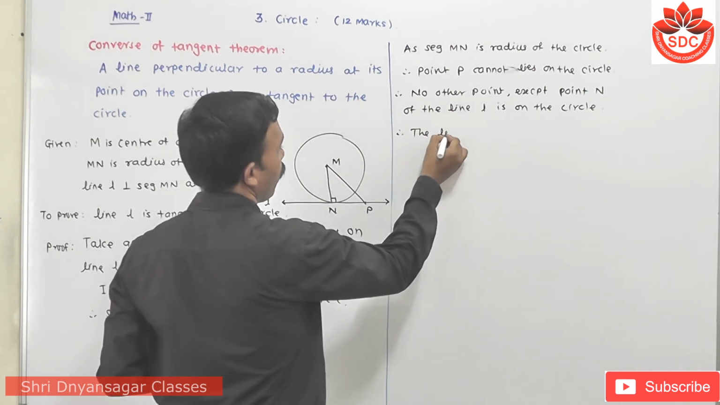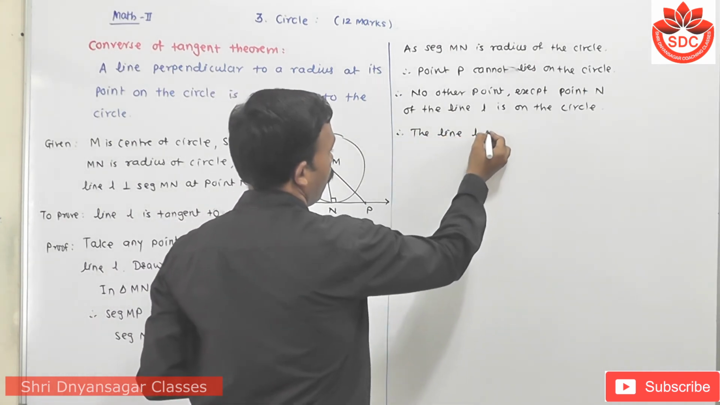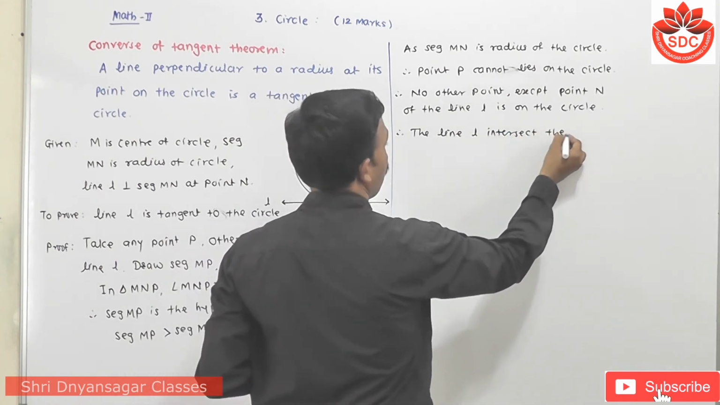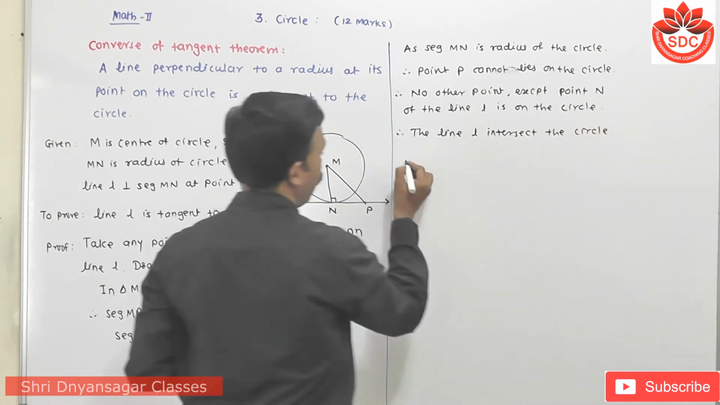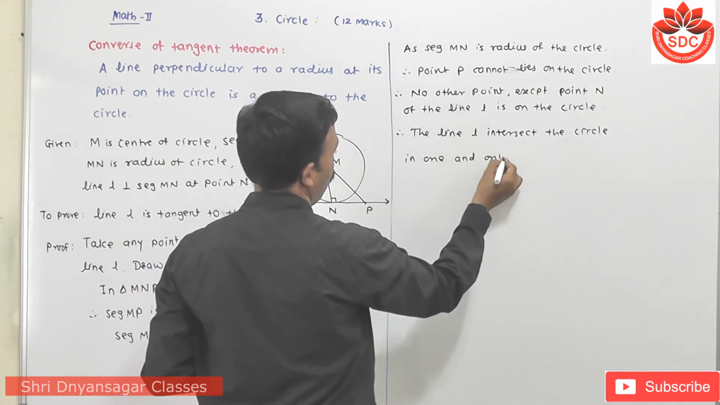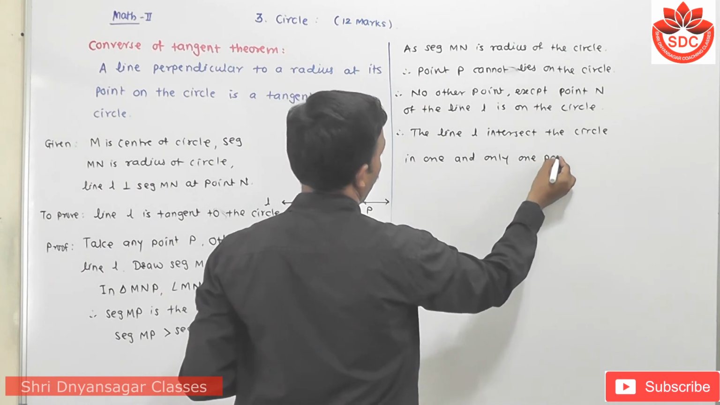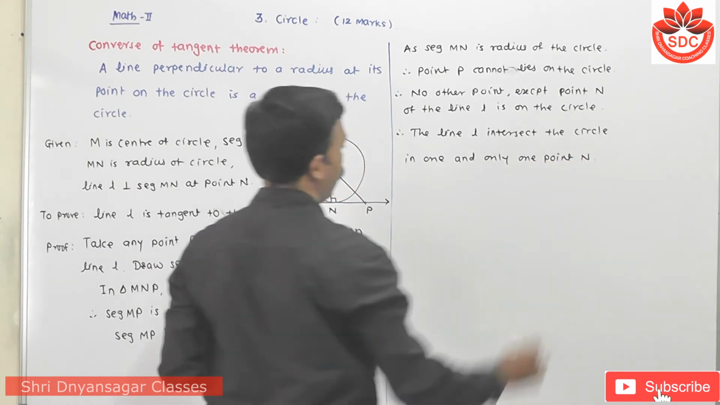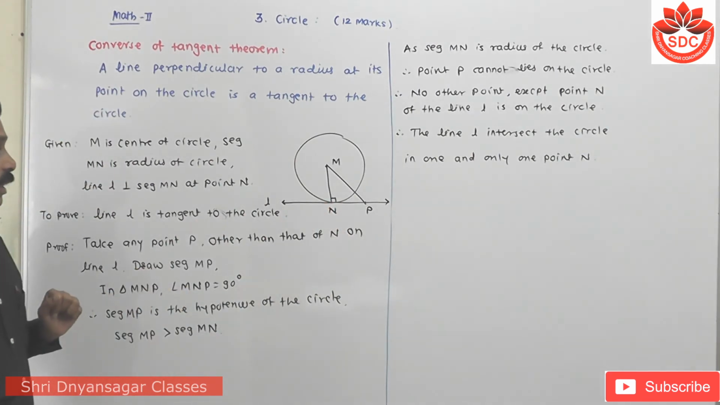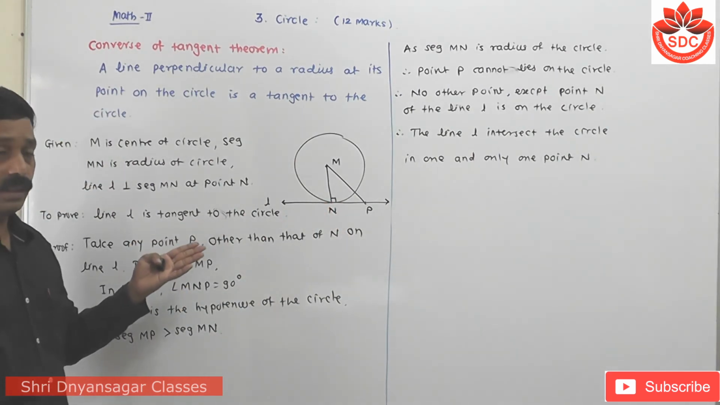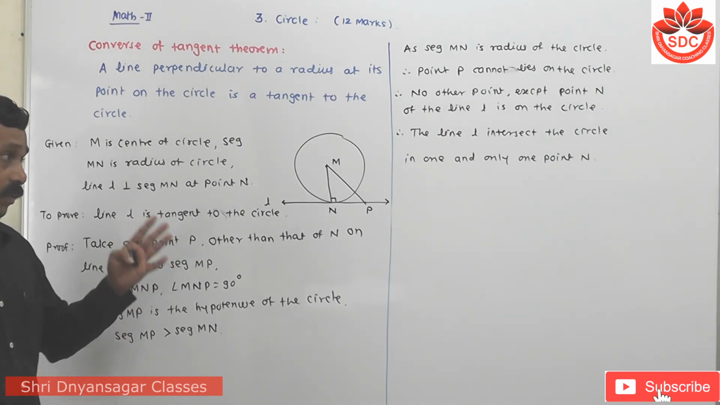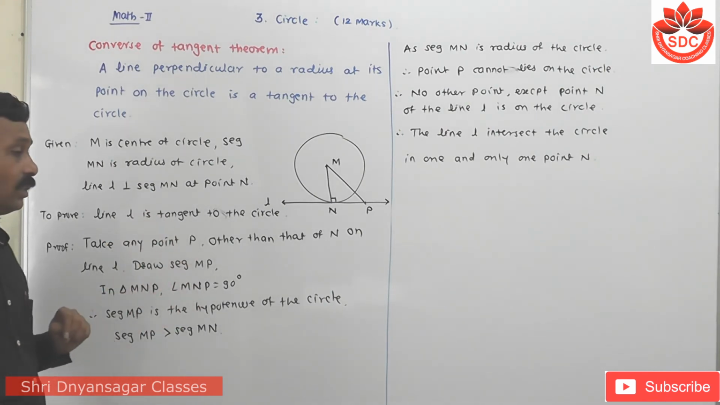Therefore, the line L intersects the circle in one and only one point N. And all of you know that this is the definition of the tangent, means that the line passing through only one point is called the tangent to the circle.